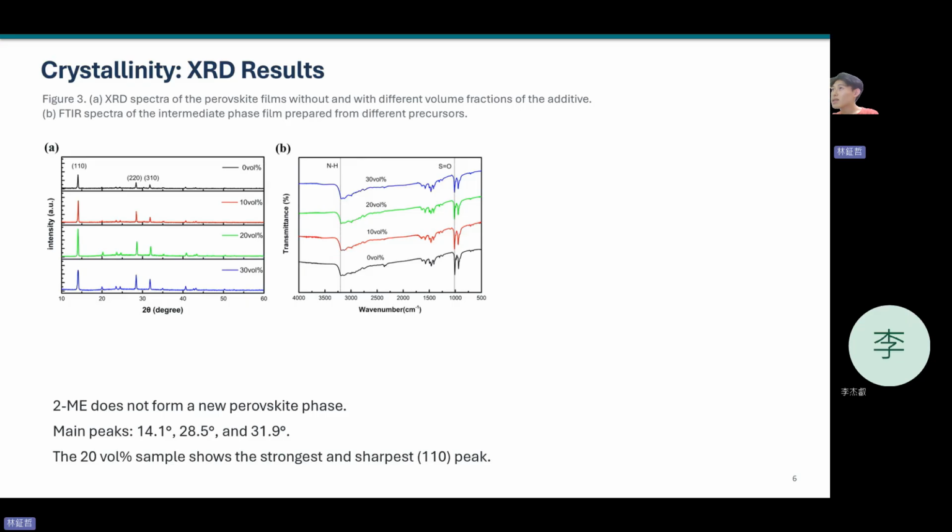The important point is that adding 2-ME does not create a new phase, so 2-ME does not change the basic perovskite structure. However, the 20 volume percent 2-ME sample shows the strongest and the sharpest peaks. Stronger and sharper peaks mean better crystallinity. This result agrees with the SEM and AFM results. So 20 volume percent 2-ME gives large grains, a smoother surface, and better crystal quality.